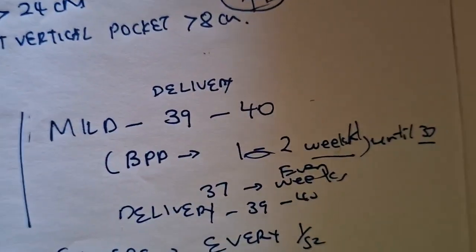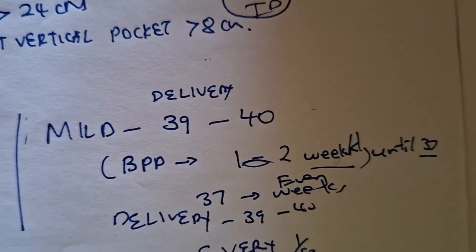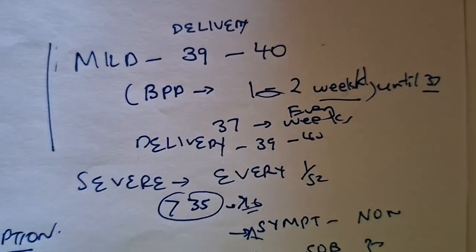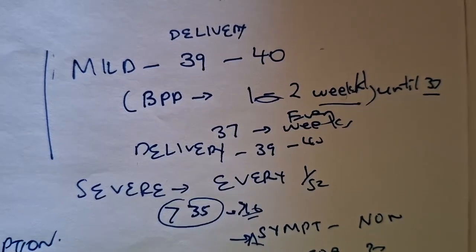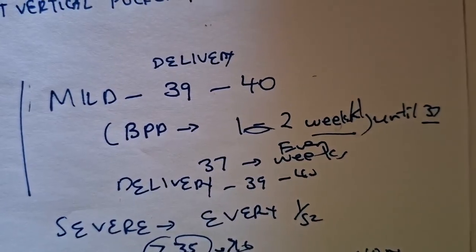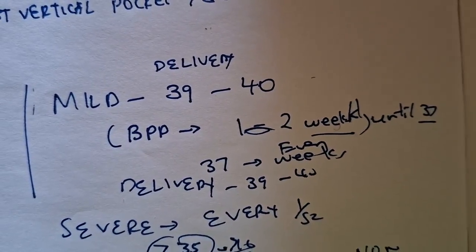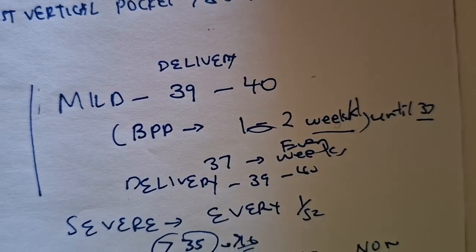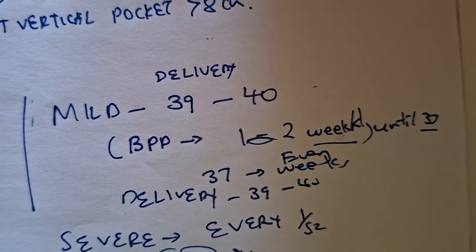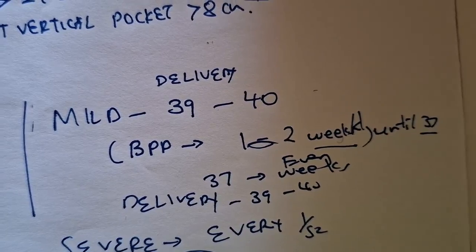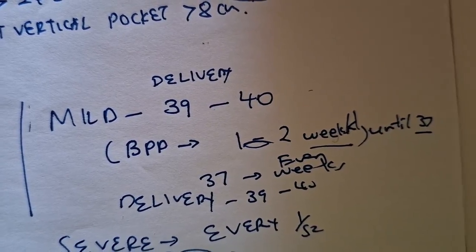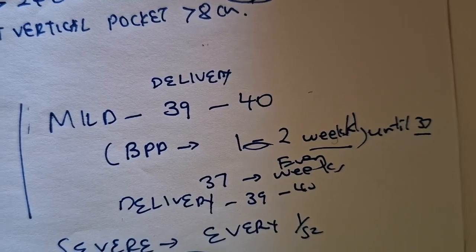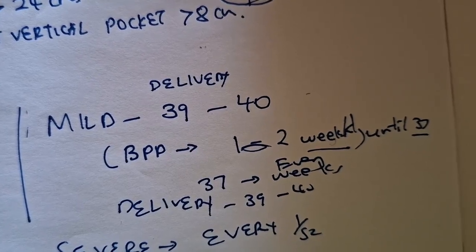For the scans, we want to do ultrasound. For those that are having mild, that is AFI of 24 to 34, we want to do an ultrasound every 2 weeks until the 37th week. When we reach the 37th week, we want to do that weekly. We are aiming for at least 39 to 40 weeks, but this is done on a case-to-case basis. If the mother is symptomatic, we may want to just deliver at 37 weeks.